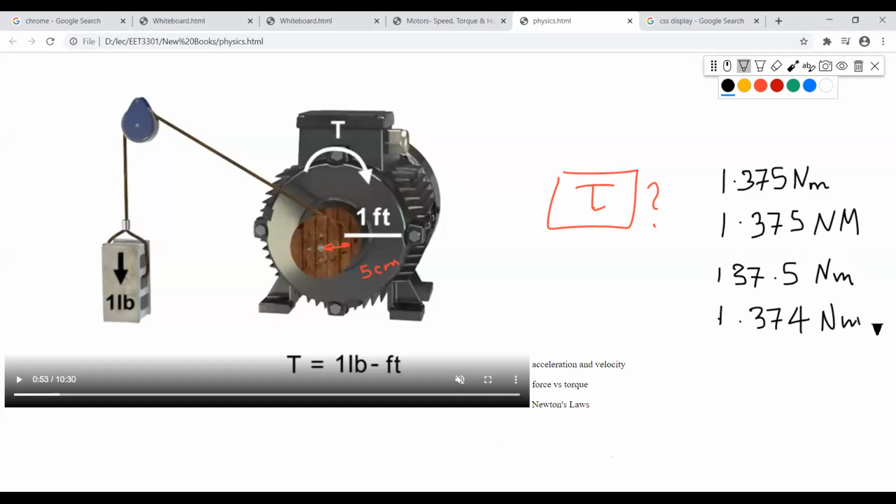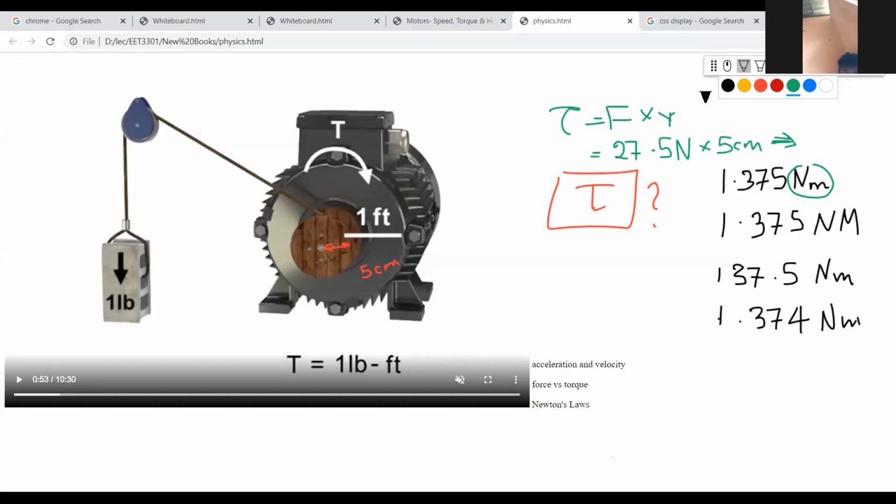All right, so let's find the correct answer first. Again, torque is equal to force multiplied by the perpendicular distance from the axis. Force you already know, 27.5 newtons. You have to multiply by 5 centimeters. And since I haven't asked to convert the final unit to Newton meters, I can directly write it as 27.5 times 5.